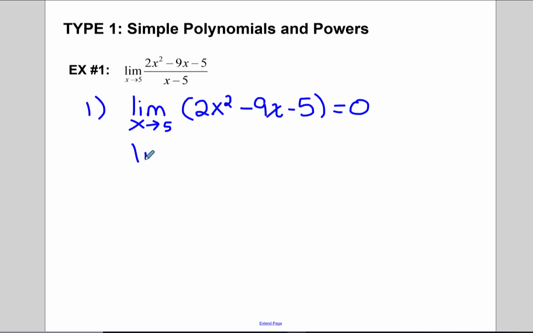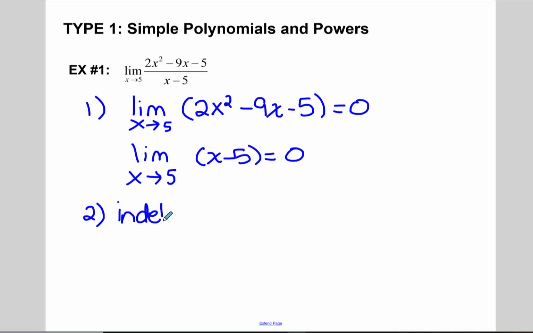Also, I'm going to do the same thing in the bottom. The limit as x goes to 5 of x minus 5 is also going to 0. So once I show explicitly that the numerator and the denominator both go to 0, then I can say I have indeterminate form. It's indeterminate.